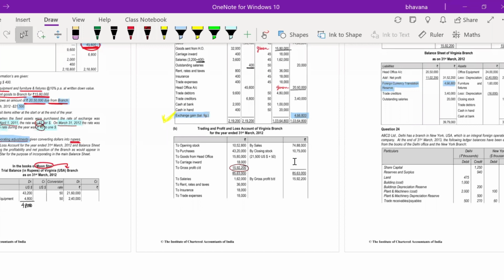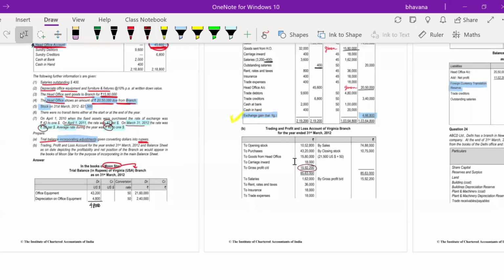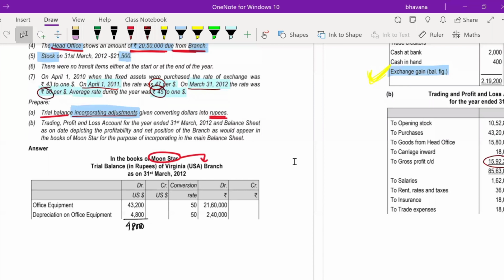Why are you guys continuously asking the same questions? How will you differentiate? In the question they'll give you whether it is integral foreign operations or non-integral foreign operations. I've explained this point two times before in the same session. Okay. So now let's start preparing the trial balance.